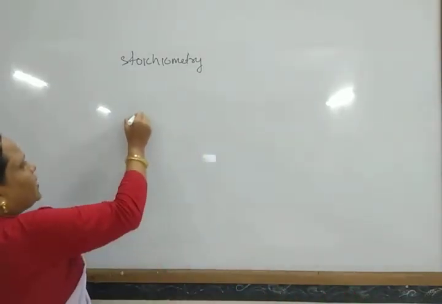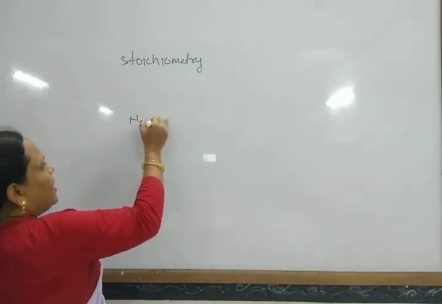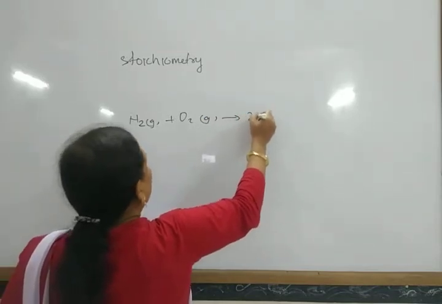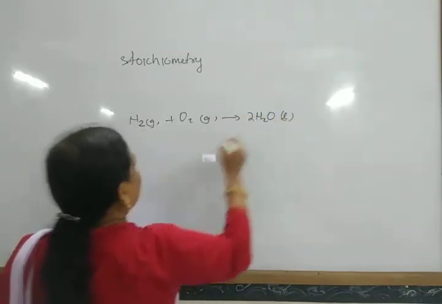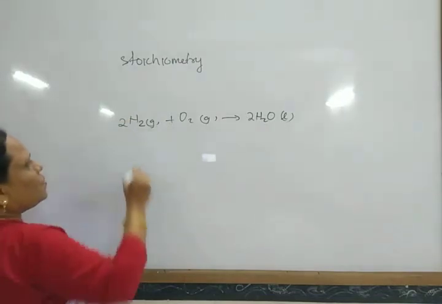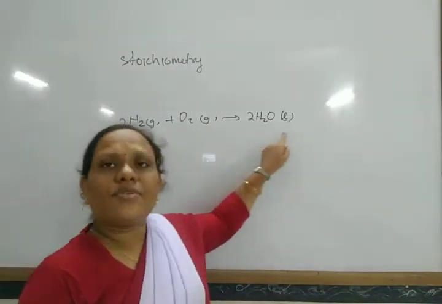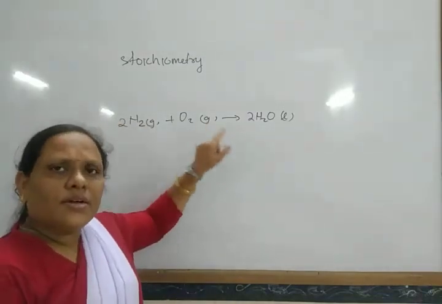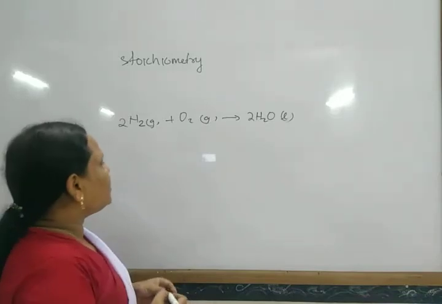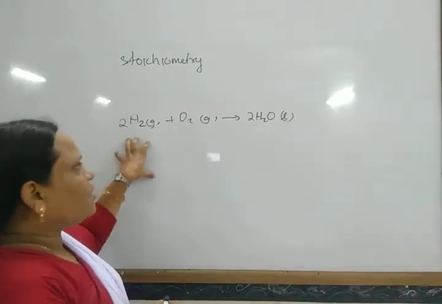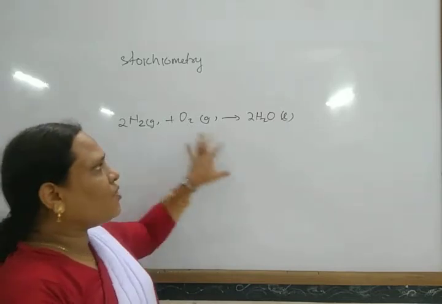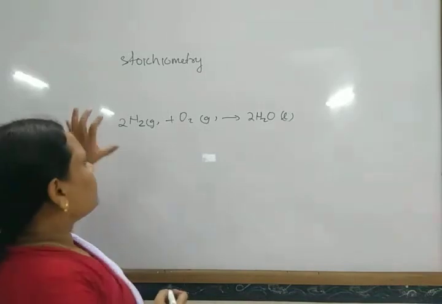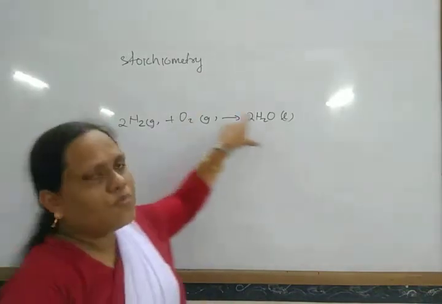For example, when we take H2 gas plus O2 gas, it gives rise to 2H2O liquid, and the balanced form is 2H2 + O2 → 2H2O. So here see the balanced equation. The reaction takes place in the ratio of 2 volumes of hydrogen and 1 volume of oxygen. They react to form 2 moles of water. Or if we take the weight also, they react according to their molar ratio.